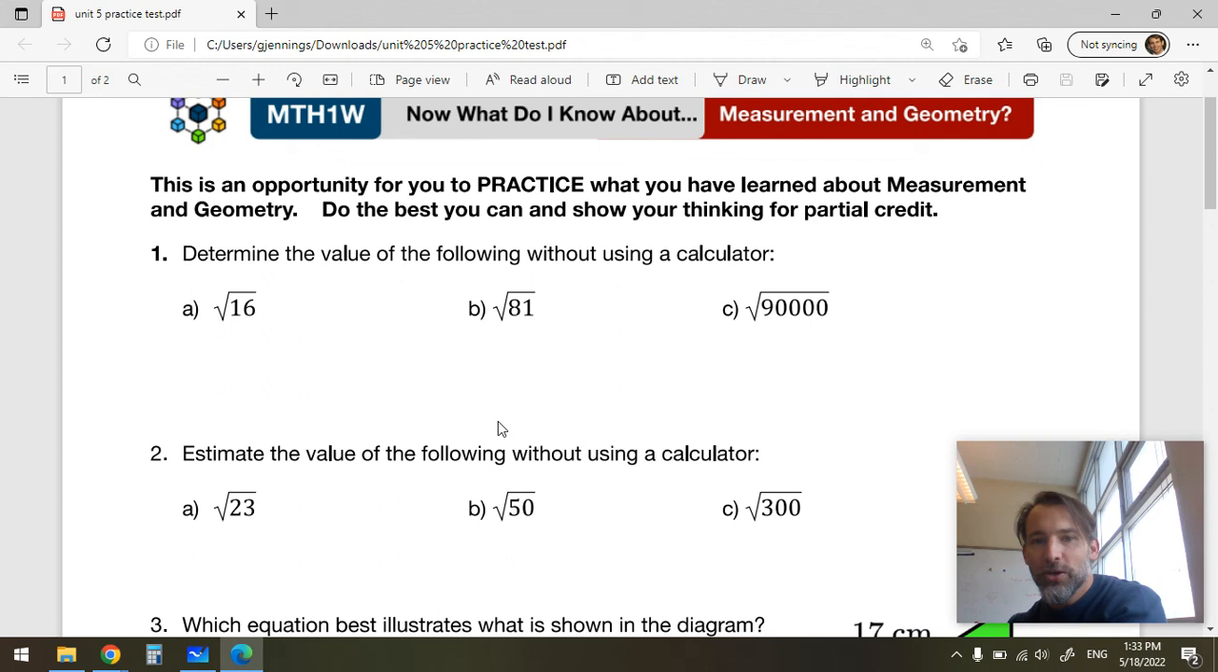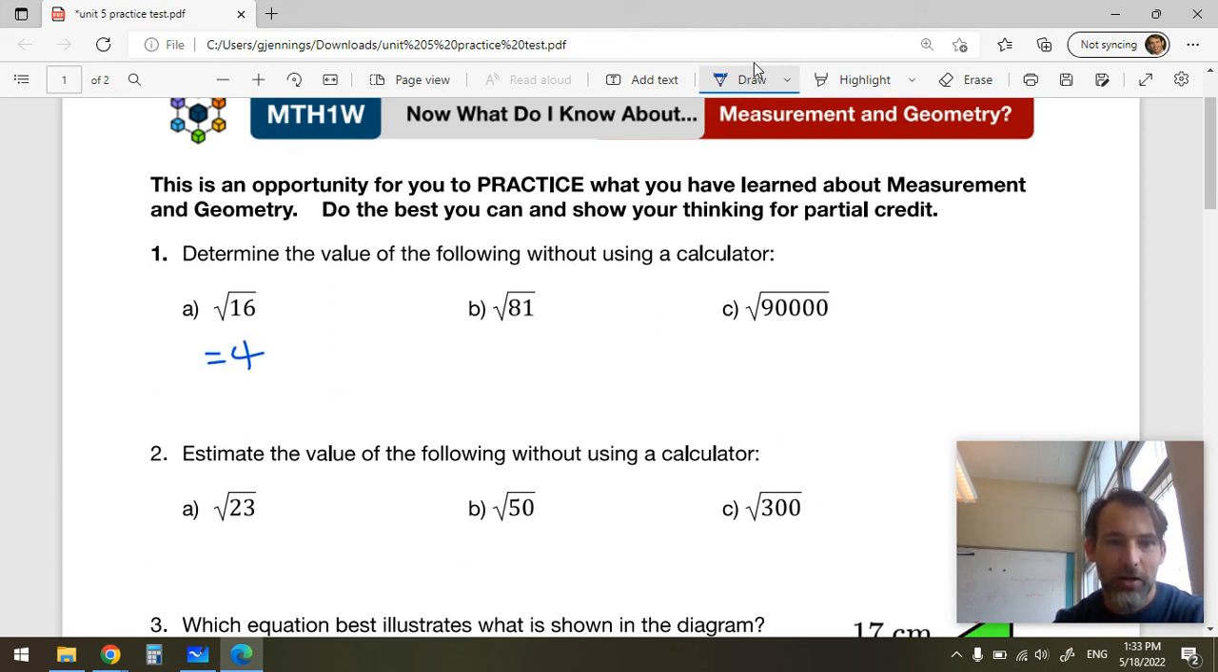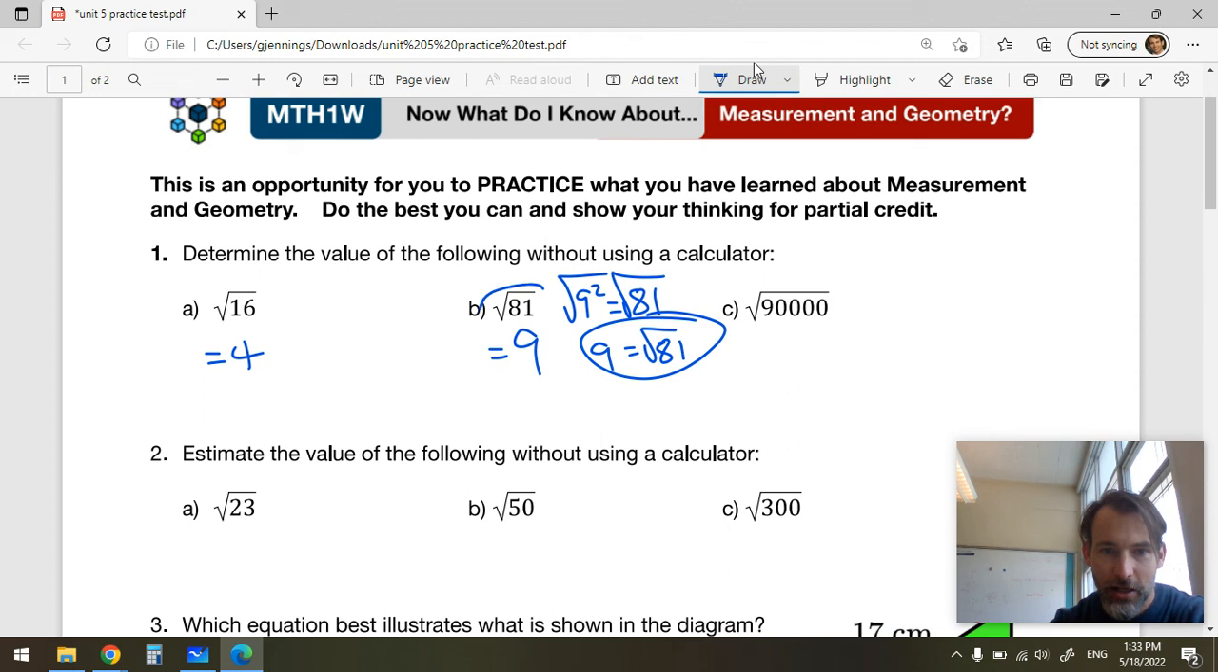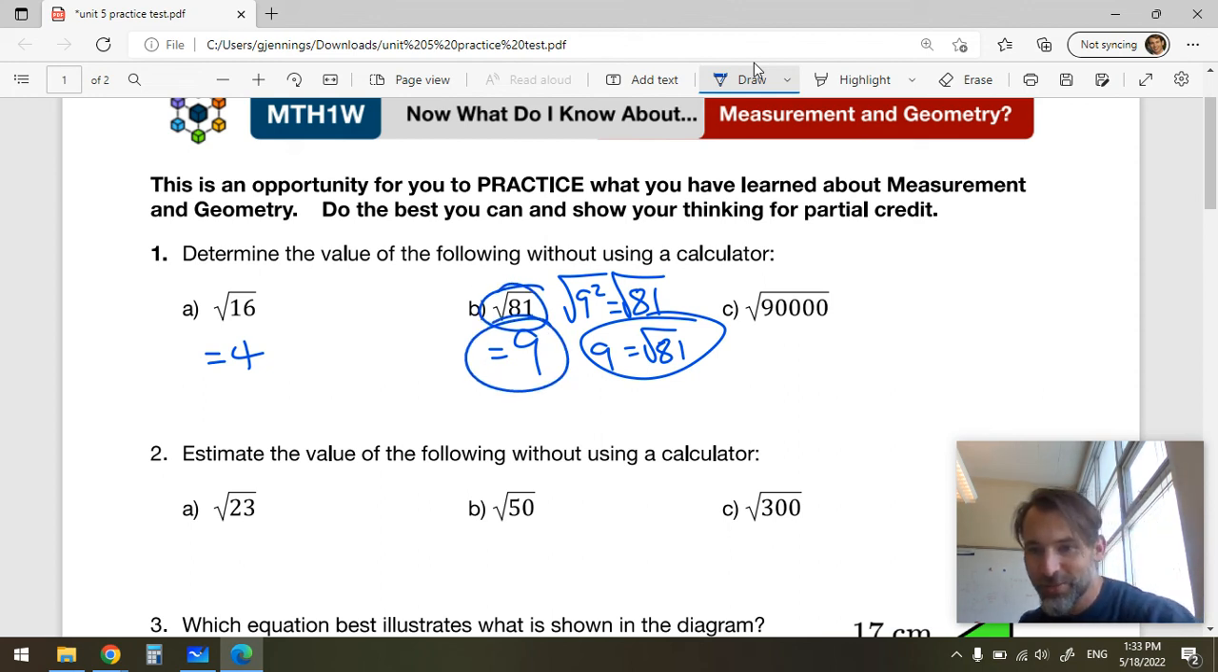These ask you to determine the value of the following without using a calculator. We've been practicing a lot of Pythagorean Theorem. You might have to take the square root of 16, and you might happen to know that 4 times 4 is 16, so this is equal to 4. Because that's the meaning of square root. This one is 9. We just memorized our squares. We know 9 squared equals 81. So if I ever have to take the square root of both sides, I would have 9 is equal to the square root of 81. And that's what I've written here for your benefit.